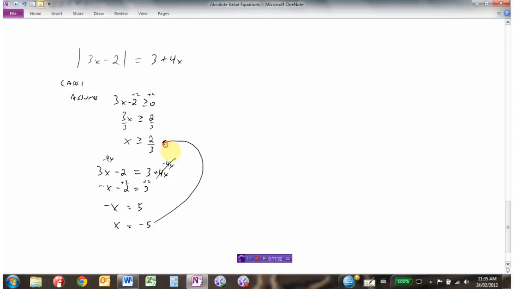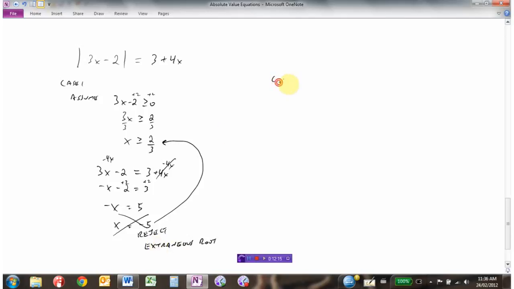But whoop, we got a problem here, because in our assumption, x has to be greater than or equal to 2/3. This is not bigger than 2/3. It's a negative number. So since this doesn't satisfy our restriction, we have to reject this answer. Answers that we get from the algebra but need to be rejected are called extraneous roots. That's just some vocab. So it's a root, but it needs to be rejected. It's an extraneous root. So far we don't have any solutions to this thing.